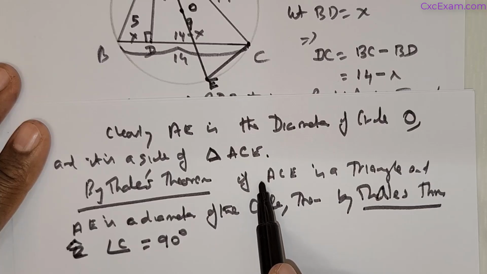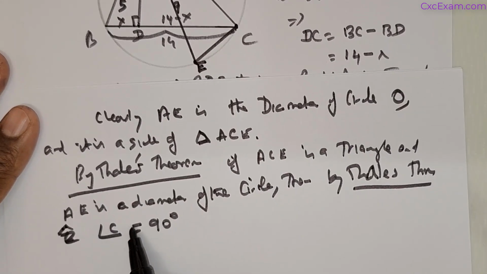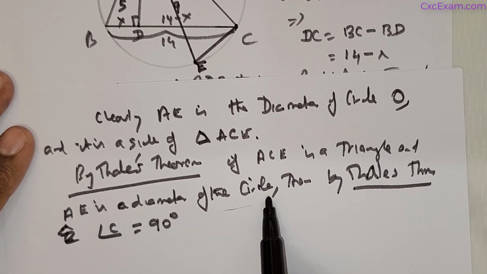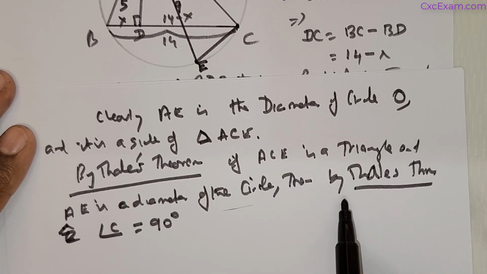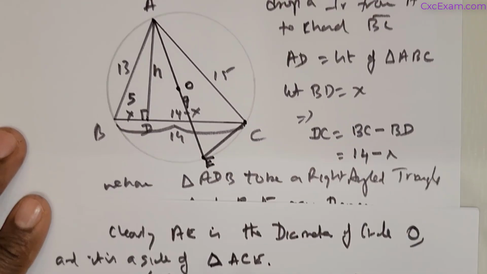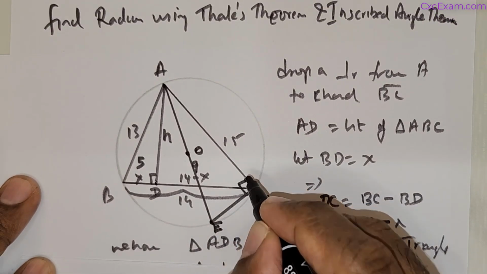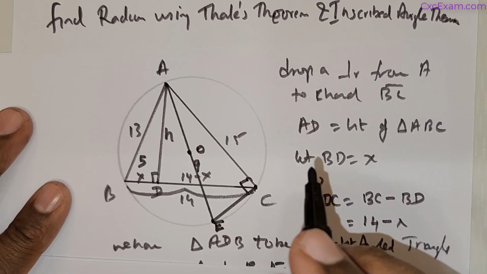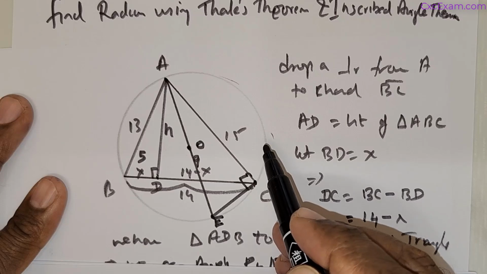If ACE is a triangle and AE is the diameter of the circle, obviously AE is one of its sides, right? Then by Thales theorem, angle C is 90 degrees. This is clear, 90 degrees. Okay, fair enough.